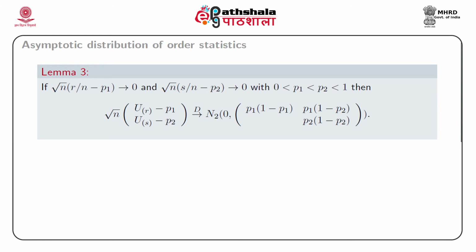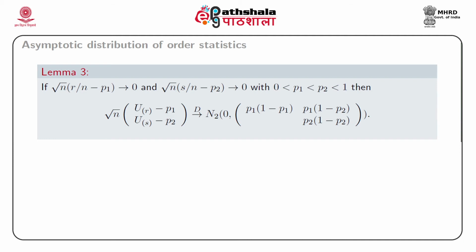If √n(r/n − p1) tends to 0 and √n(s/n − p2) tends to 0 with 0 < p1 < p2 < 1, then the joint asymptotic distribution of U_(r) and U_(s) is bivariate normal with mean vector 0 and dispersion matrix with elements p1(1 − p1) and p1(1 − p2) in the first row, and in the second row the elements are p1(1 − p2) and p2(1 − p2).